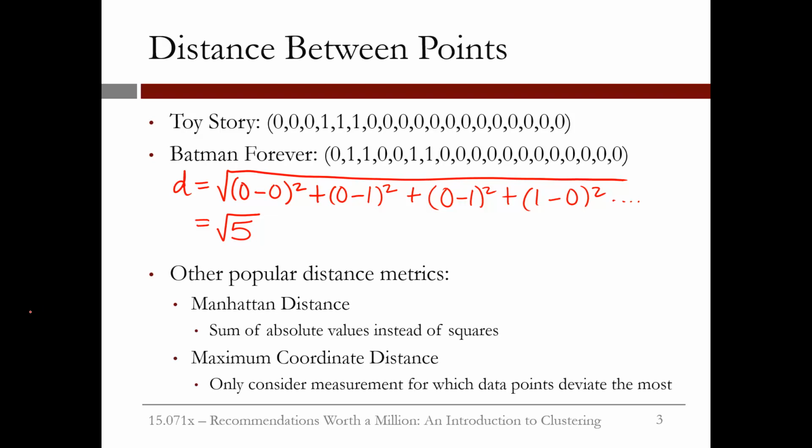In addition to Euclidean distance, there are many other popular distance metrics that could be used. One is called Manhattan distance, where the distance is computed to be the sum of absolute values instead of the sum of squares. Another is called maximum coordinate distance, where we only consider the measurement for which the data points deviate the most. We'll just stick with Euclidean distance in this lecture, but you'll explore the other distance metrics more in the homework.